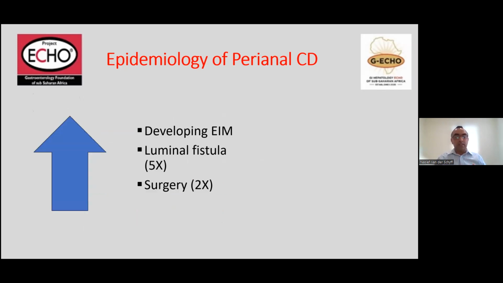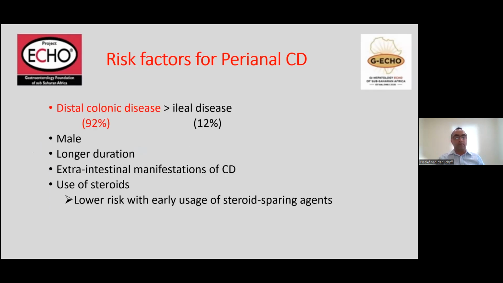So peri-anal Crohn's disease is associated with an increased risk of developing extra-intestinal manifestations of Crohn's disease. There's a 5 times higher chance of developing luminal fistula, and there's a higher incidence of requiring surgery. The risk is doubled.